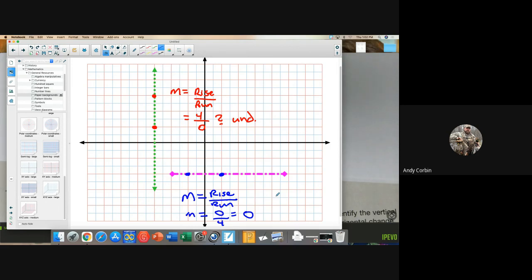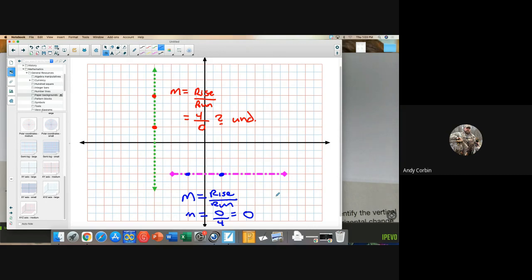Okay. Zero in the numerator is good. Zero in the denominator is bad. If you have zero in the numerator, your answer is just zero. If you have zero in the denominator, it is undefined. You cannot divide by nothing.